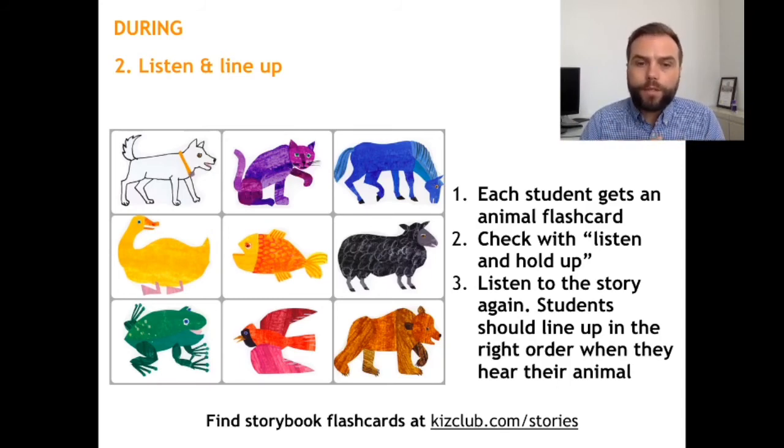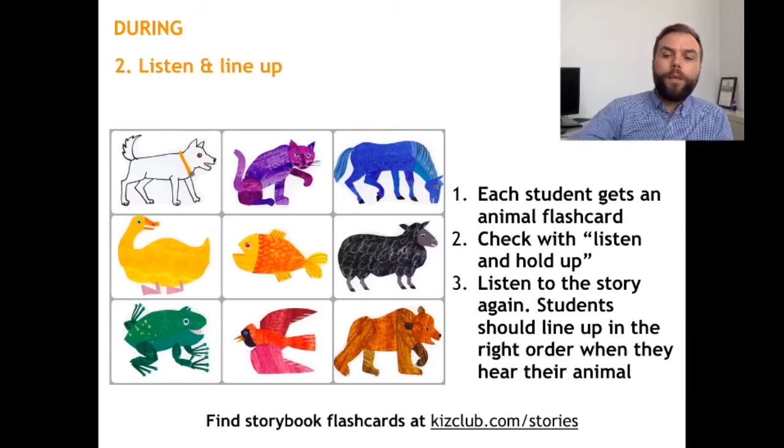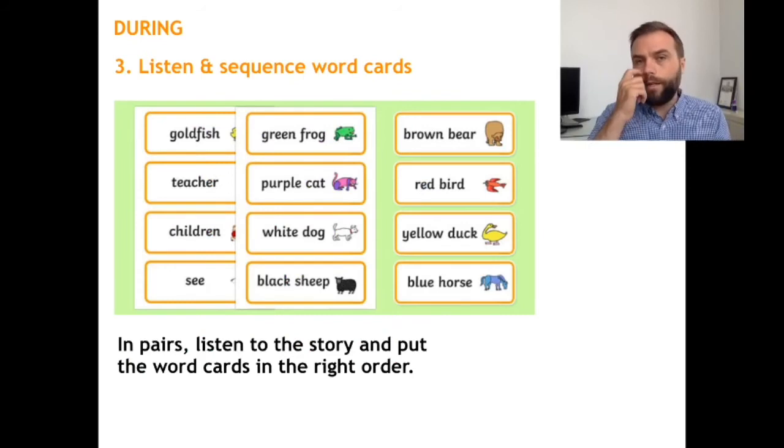And just one little hint at the bottom here as well about materials. You can find storybook flashcards at kizclub.com/stories. Kiz Club is a really good website for young learner materials, and they have a stories section that has ready-made flashcards for very popular stories. So lots of popular books on there, like 5 Little Monkeys Jumping in a Tree, and some of the famous monster books for stories as well. So yep, take a look at that. Okay, so that is listen and line up.